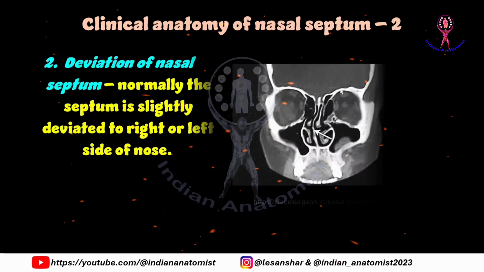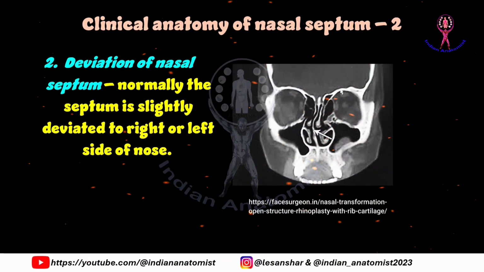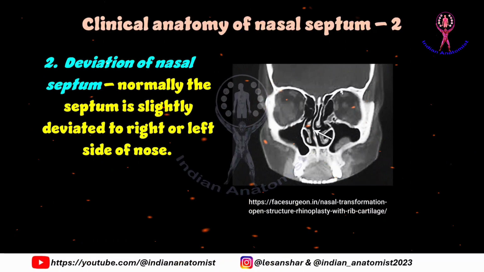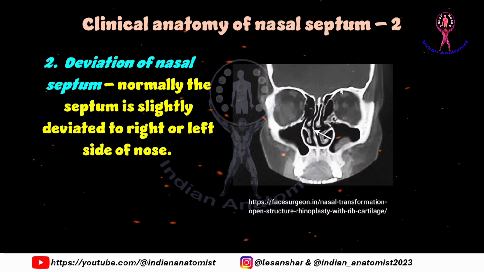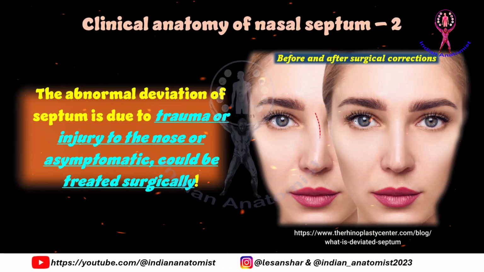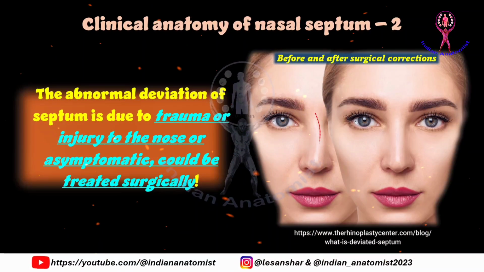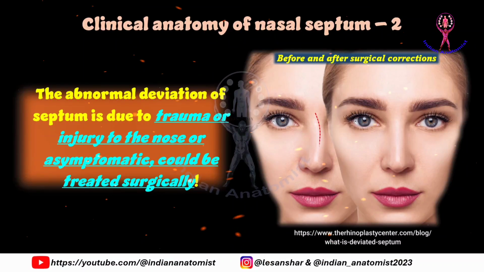Number 2 is deviation of nasal septum. The septum of the nose is usually a little off to the right or left, making one of the nasal cavities a little bigger than the other. If the septum deviates out of place because of an accident or trauma to the nose, or even if there are no symptoms, surgery could be used to fix the problem.